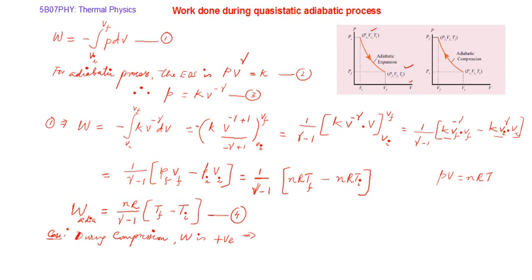So what is the meaning? That is Tf minus Ti is positive, greater than 0, right? And what is the natural conclusion? It means that Tf is greater than Ti. Final temperature is greater than the initial temperature.